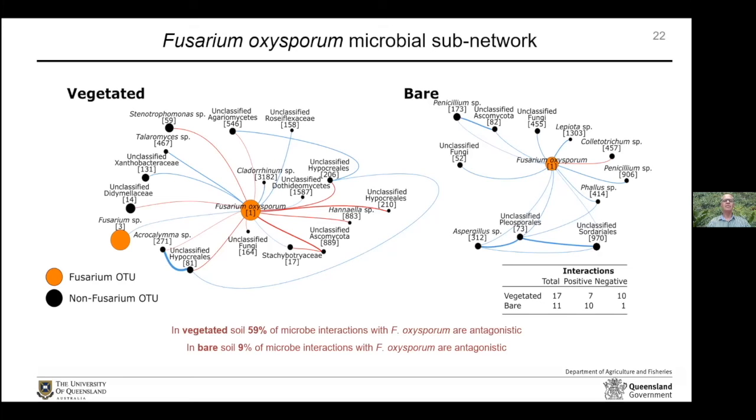And we find that in the vegetated soils, 59% of the microbial interactions with Fusarium oxysporum are antagonistic. In the bare soil, there was only 9% of the microbial interactions with Fusarium oxysporum that were antagonistic. So this demonstrates that in the vegetated soil, there is much greater potential for self-regulation of Fusarium oxysporum through those extra interactions with other microbes, helping to regulate that population and its impact on the banana plants.